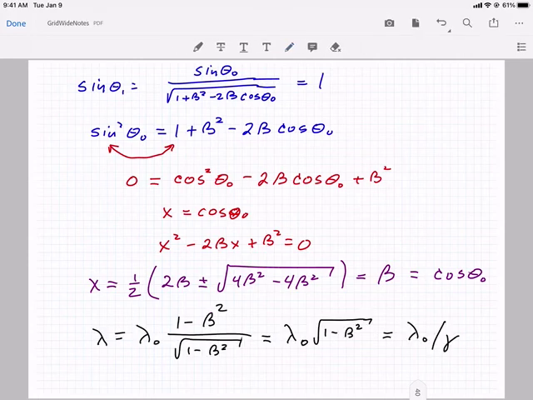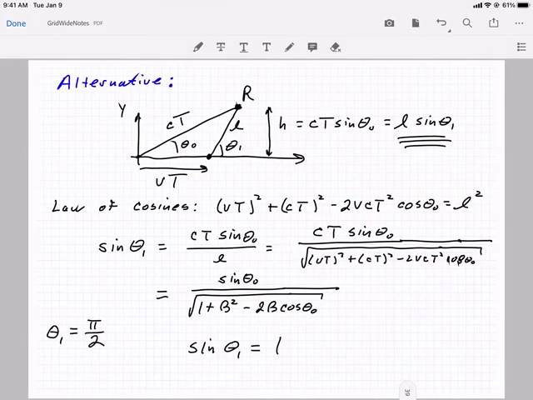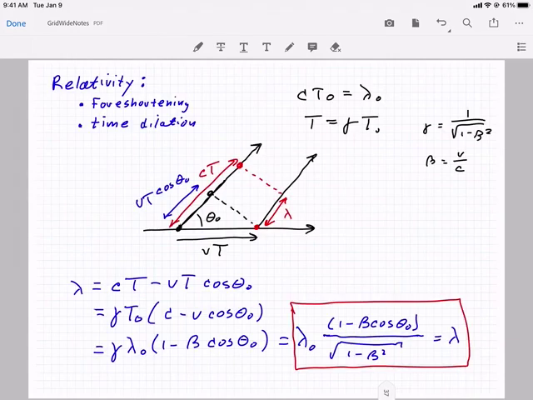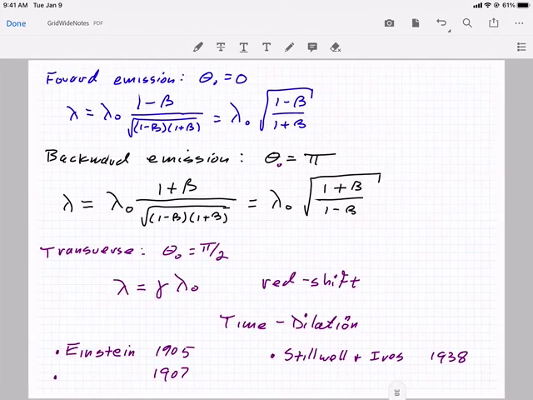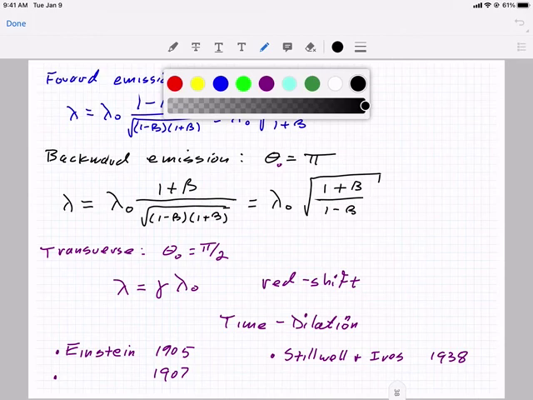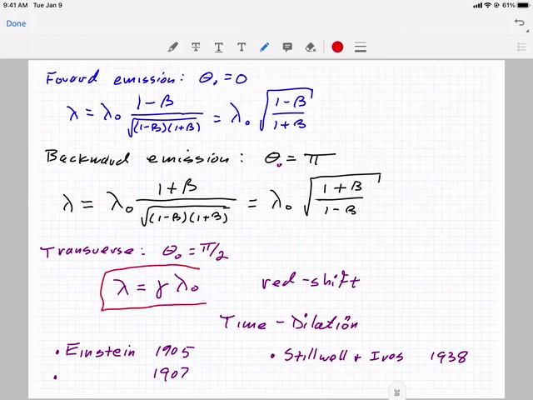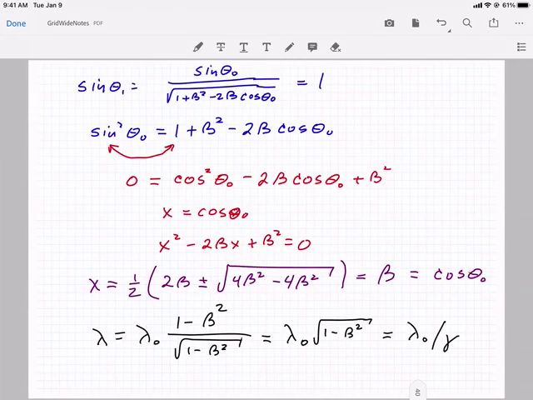Okay, and in fact, this is lambda naught over gamma. And I just want to emphasize that, so this is an alternative definition of a transverse effect, and I've got lambda naught over gamma. And yet, if we look back here to this one, we actually had the opposite effect, right? So here we've got the transverse when theta naught equals pi over 2, I've got lambda equals gamma lambda naught. And now I've got that lambda is equal to lambda naught over gamma, okay? So I actually get a red shift in one definition of a transverse effect, and I actually get a blue shift in the other. And so this is a blue shift here.